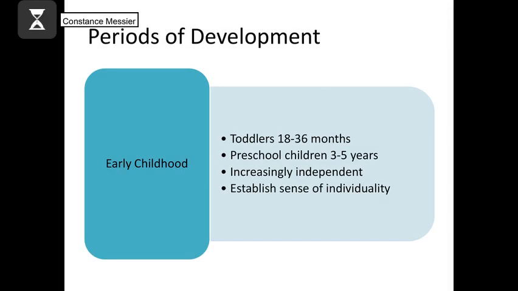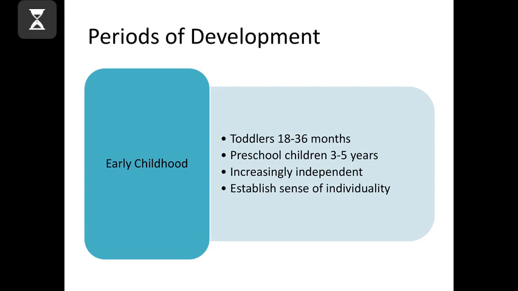Early childhood is the next period of development we're going to talk about. And I want you to be mindful that there are two age groups in early childhood: toddlers from 18 to 36 months, and then preschoolers or preschool children from 3 to 5 years. At this time, kids are trying to become increasingly independent. They're trying to establish a sense of individuality. They are building on the skills that they so rapidly developed.